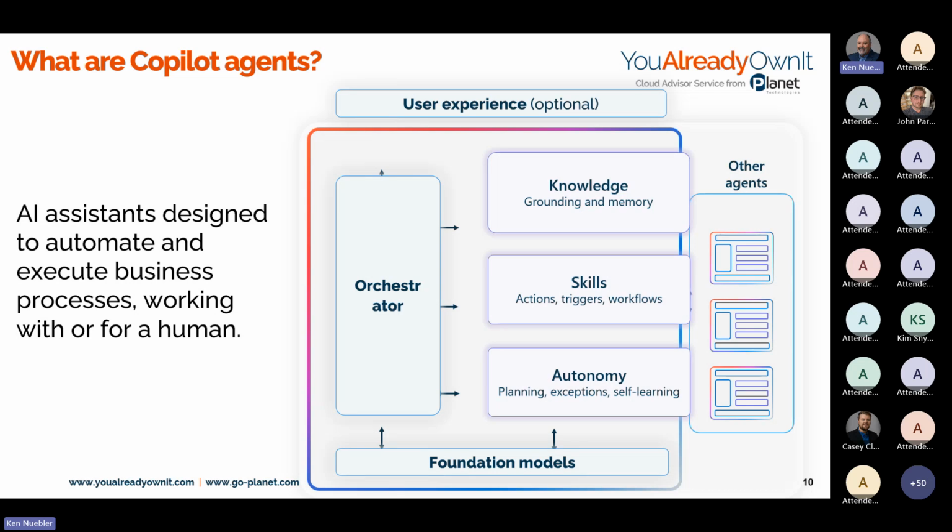Finally, we have autonomy, which covers planning, handling exceptions, and self-learning. These features enable the agent to operate with a degree of independence, adapt to new situations, and improve over time. Then there are foundational models. These are large AI models like LLMs that power the agent's understanding, reasoning, and generation capabilities. They form the base layer of the system.